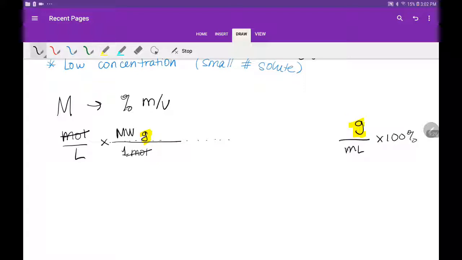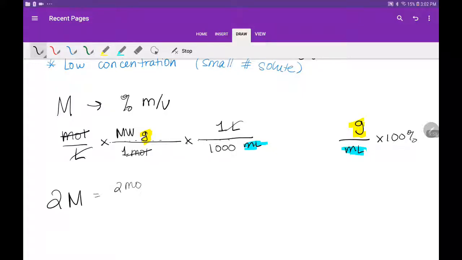Then you're also going to convert the liters to milliliters by remembering that 1 liter is 1,000 milliliters. Right? And then these mLs are these mLs. Okay. So one way you can do this is whatever the molarity is, if it's like 2 molar, that equals 2 moles per liter, and then you would just plug that in here.